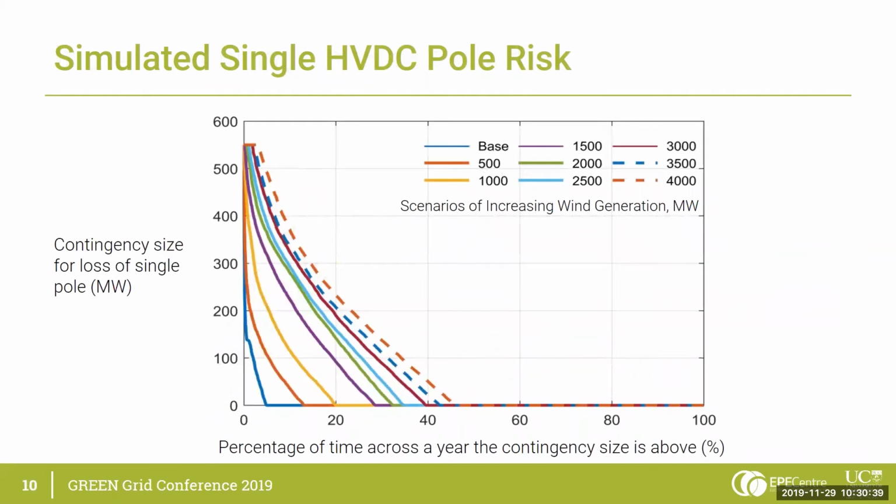To see those results, I've shown here a duration curve for that risk. So on the y-axis, we have the size of the contingency, and then on the x-axis, we have the portion of time that that risk is above that given value. So if we look at the 1000 megawatt case, that's the yellow line, we can see for about 20% of the time that our risk is above zero, but for the remaining 80% of the time, there is no risk at all. So with each scenario, from base up to 4000, we see that the curve extends further right, therefore our contingency size increases in general.